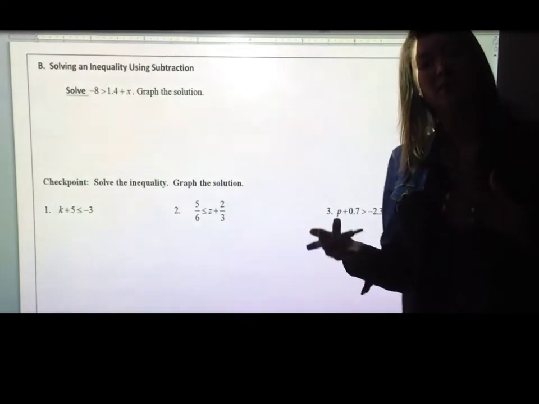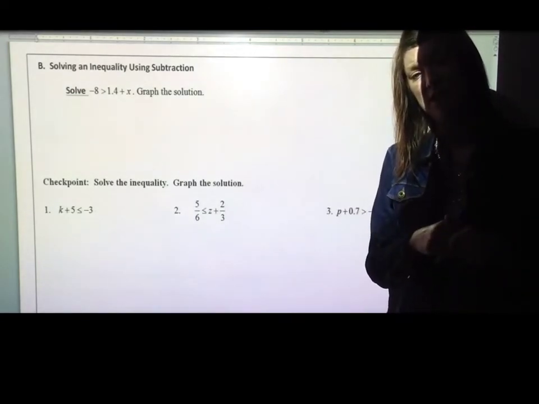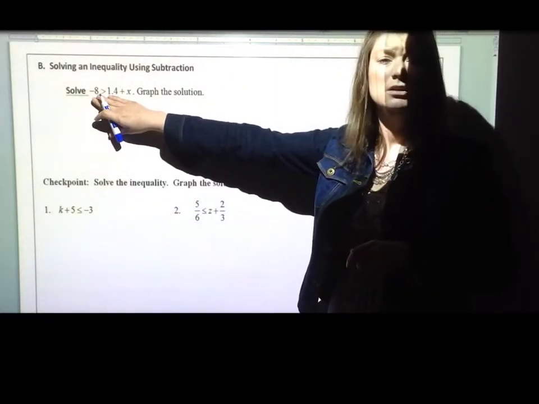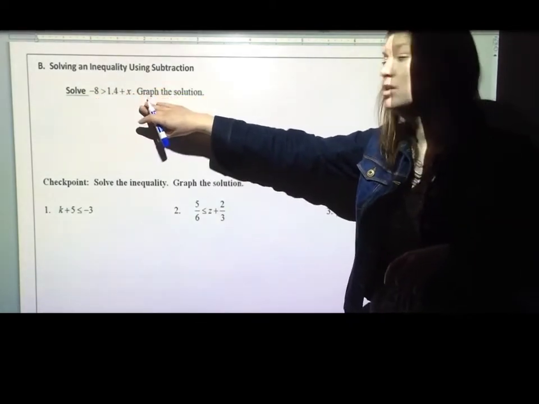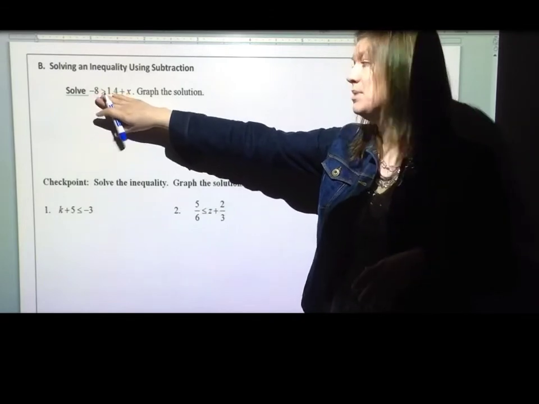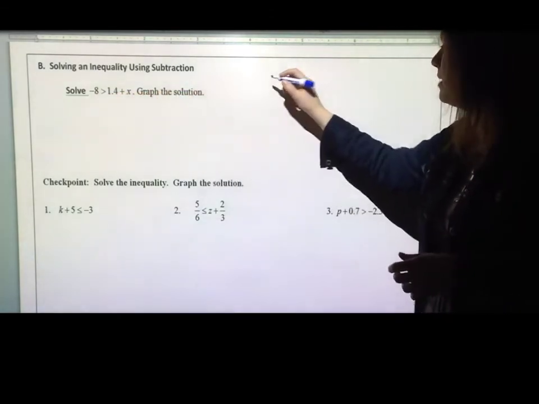Now part B is using our second property, the subtraction property of inequality. So now we're going to solve this one-step inequality, and then we will graph the solution. Remember, this isn't a simplified inequality yet. We can't graph it just yet because the variable is not isolated. That's our first task. So I'm going to rewrite my problem.